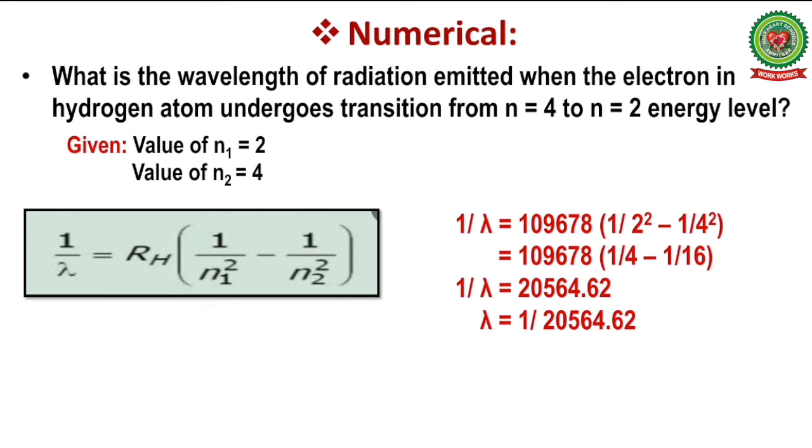Now lambda equals 1 upon 20,564.62, and accordingly it comes out to be 486 into 10 to the power minus 7 centimeter. This can be converted into nanometer, and lambda comes out to be 486 nanometer. So the wavelength of radiation emitted when the electron in a hydrogen atom undergoes transition from n equals 4 to n equals 2 energy level is 486 nanometer.